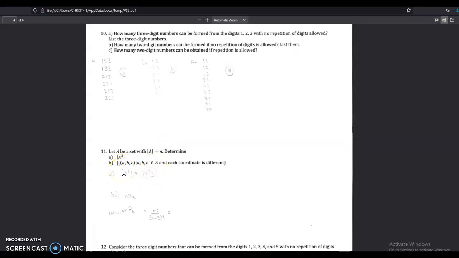For B, it states that for the set notation of ABC, ABC must be a part of set A, and each coordinate is different, which basically just means that the place in which the element is set is specific. There are no repetitions allowed as a combination. So we use the equation nPk, where the cardinality of A is equal to n, so that's what I'm going to put for A. And on the right side of P is 3, since we have 3 elements. So n factorial over n minus 3 factorial is going to be your answer.